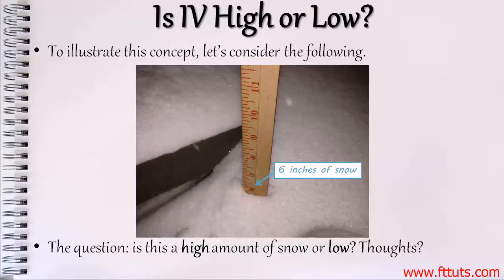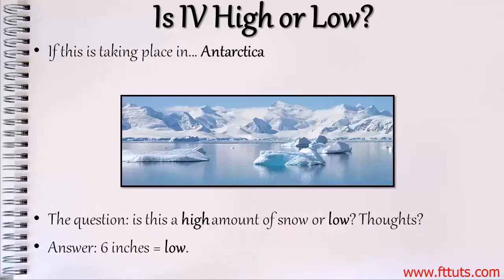So to illustrate this concept, I want to consider the following. We have 6 inches of snow. Is this a high amount of snow or is it a low amount? What are your thoughts? 6 inches, high or low? Let's proceed forward. Well, if this is taking place in Antarctica, and the question is is this a high or low amount, I've never been to Antarctica, and I'm assuming you haven't been, but I'm assuming you have a good basis of geography. There's a lot of snow in Antarctica. So, yeah, 6 inches is going to be pretty much like a little speckle.